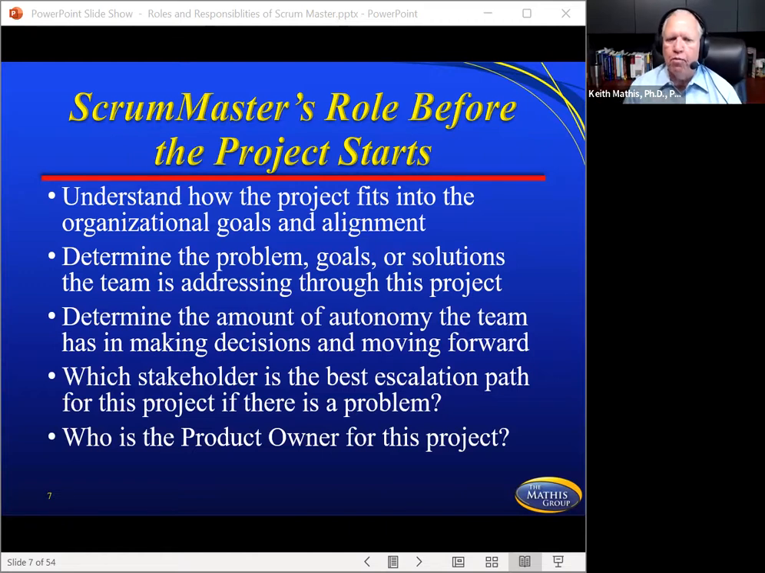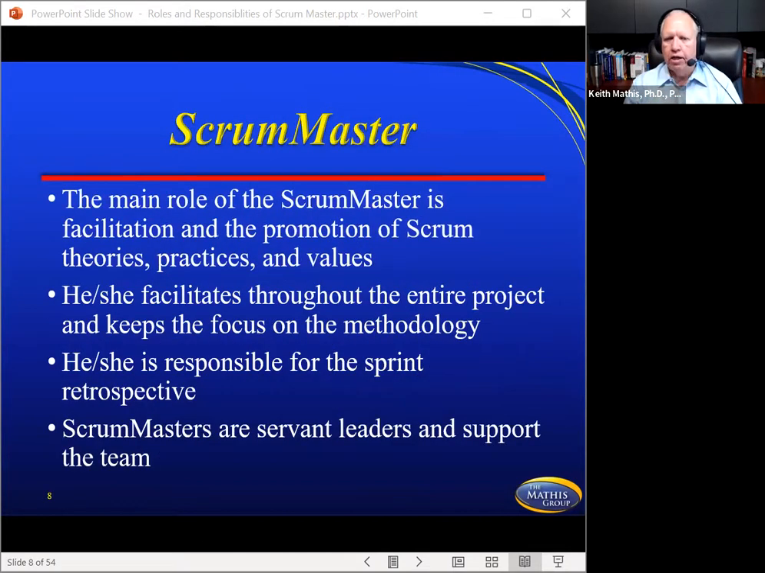And then which stakeholder is the best escalation path for this project if there's a problem. Now, as we talk about this, once again, your Scrum Master might only have a limited amount of power or authority or knowledge, even though they're playing the role of coach in many cases. And then who's the product owner in this project? Because your Scrum Master and your product owner, they are a tag team, as you already know, with those of you who are doing this, because your Scrum Master is running the process and facilitating things, but your product owner is making sure that the team is working on the right stuff at the right time through refining that product backlog. So it gets very much a togetherness there.